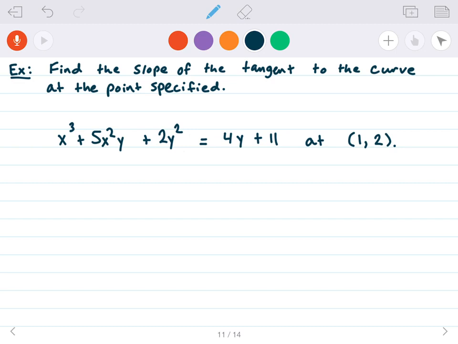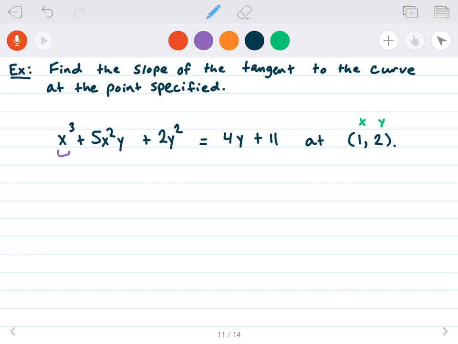I'm going to find the slope of the tangent to the curve at the point specified. So the point we're given is (1, 2), and the curve is this implicit function that we have. So let's go ahead and differentiate, because we want to find the derivative, and then after we do that, we want to plug in 1 for x and 2 for y to actually find the slope.